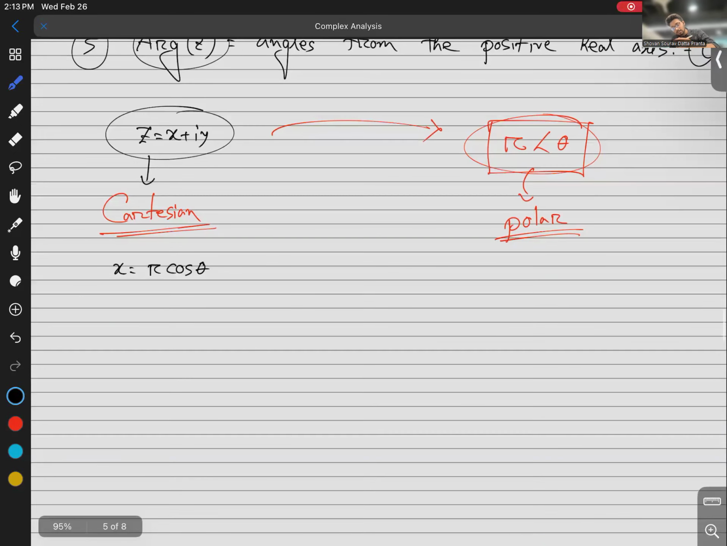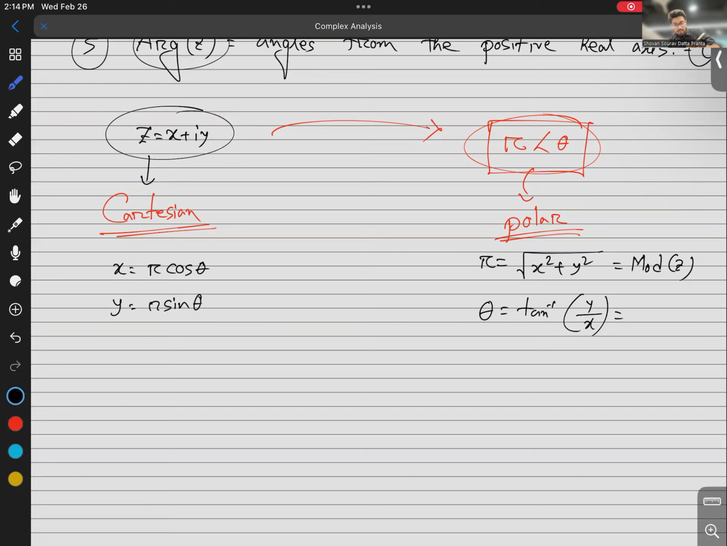And obviously, we already discussed that r is equal to the square root of x square plus y square, that is the modulus of z, and theta is equal to tan inverse y by x, and this is our argument of z. Obviously this will vary from quadrant to quadrant.